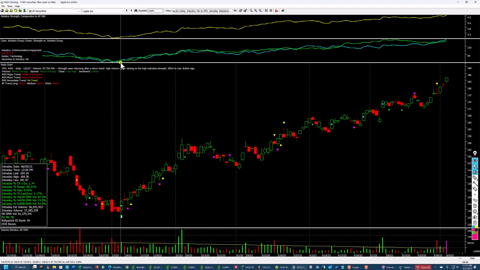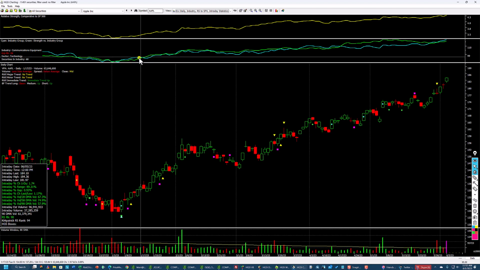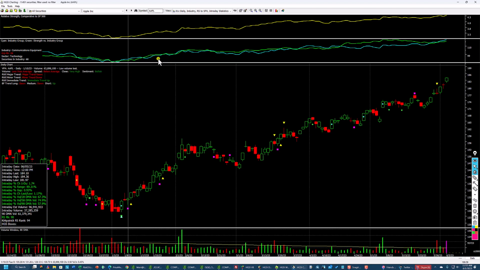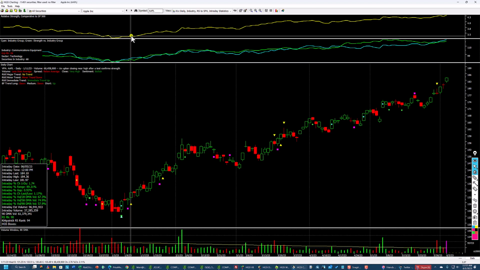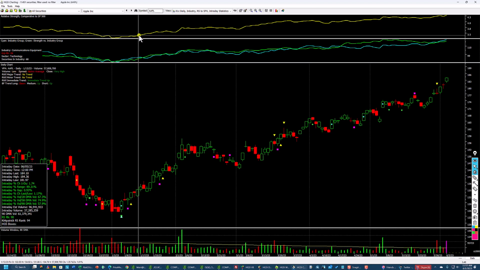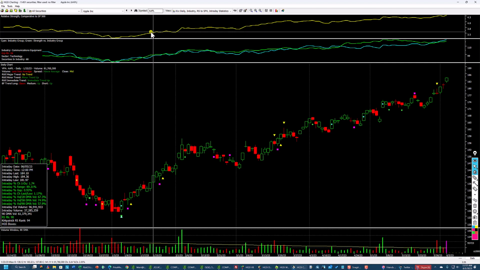the group cyan started to turn up, and the group was actually outperforming Apple a little bit until Apple got over here, and then notice that this turned up, and this is where it actually started outperforming the group a little bit here, and then it really started outperforming the group at this point right here. And compared to the S&P 500, you can see that it was slightly outperforming and then really started outperforming the S&P right here.